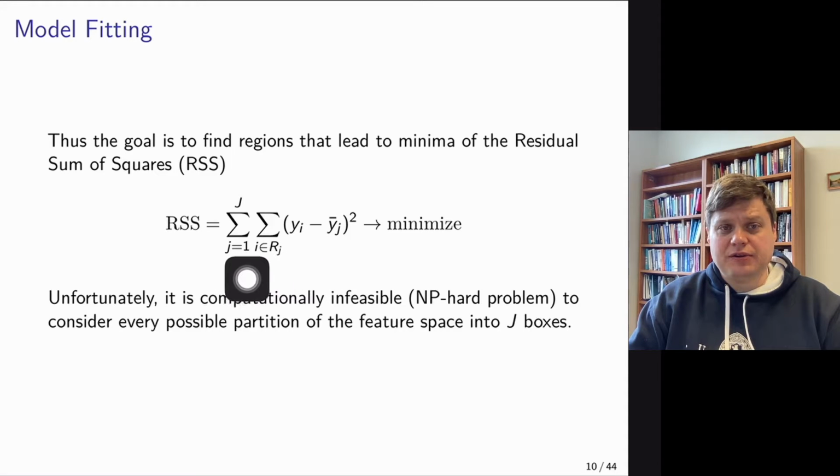So first we have two sums. We sum across the regions, so we have J regions, and we take one region at a time. And for each region, we take all of the observations that fell into the region, so indices i that correspond to the observations in this region, and then we take the difference between y and yj bar, which is the prediction associated with this region. So essentially, it's just the residual sum of squares, and then we try to minimize it.